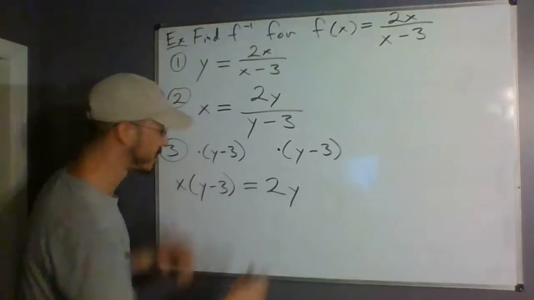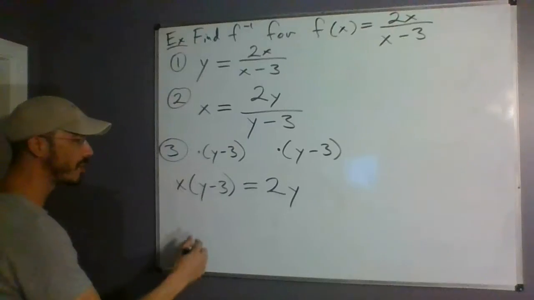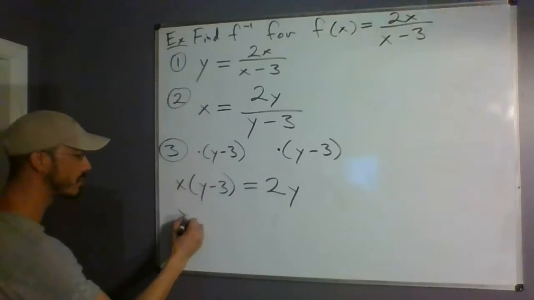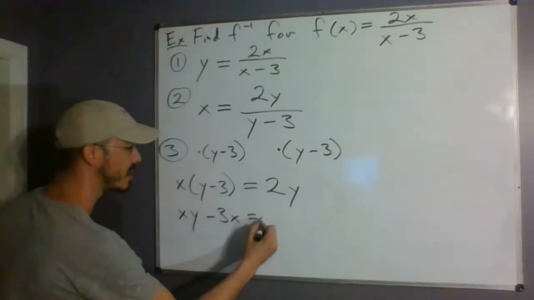I guess that's kind of linear. We still have to solve for y though. And the next thing would be to distribute the x. Xy minus 3x equals 2y.